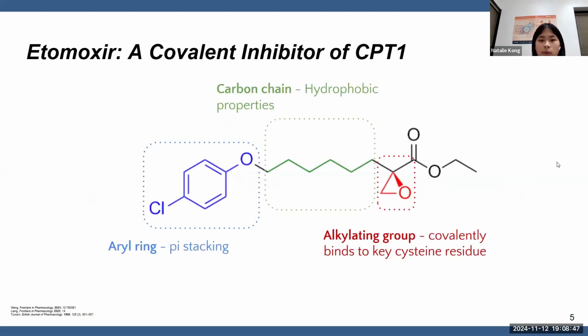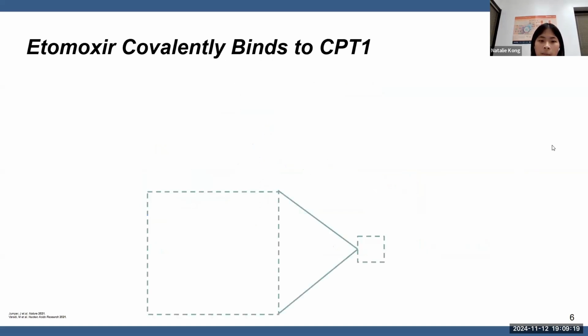Etomoxir is one of the most well-known inhibitors of CPT-1, and it functions through 3 major structural motifs. The first of which is its aryl ring in blue, which allows it to pi stack to a key histidine residue within the binding pocket. The second of which is its carbon chain, which allows it to have hydrophobic properties similar to the long-chain fatty acids that CPT-1 would usually catalyze. And then finally is its alkylating group, which allows it to irreversibly bind to a cysteine residue within CPT-1.